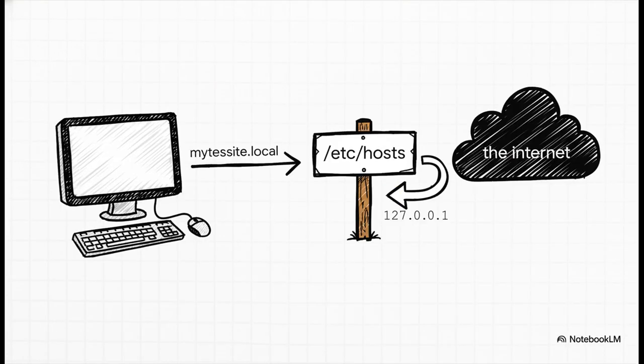Step 2, let's add our line. Just use your arrow keys to go all the way to the bottom of the file and type this in, 127.0.0.1 mytestsite.local. So what does this do? It's basically telling our computer, hey, from now on, whenever I try to go to mytestsite.local in my web browser, don't even bother looking on the internet, just point it right back to my own machine. This is a super common trick for web developers.